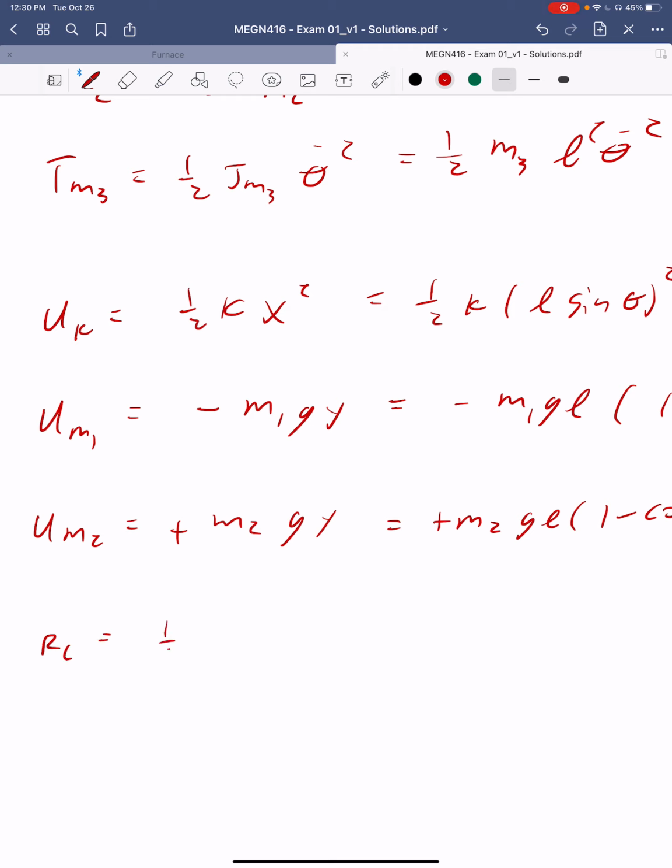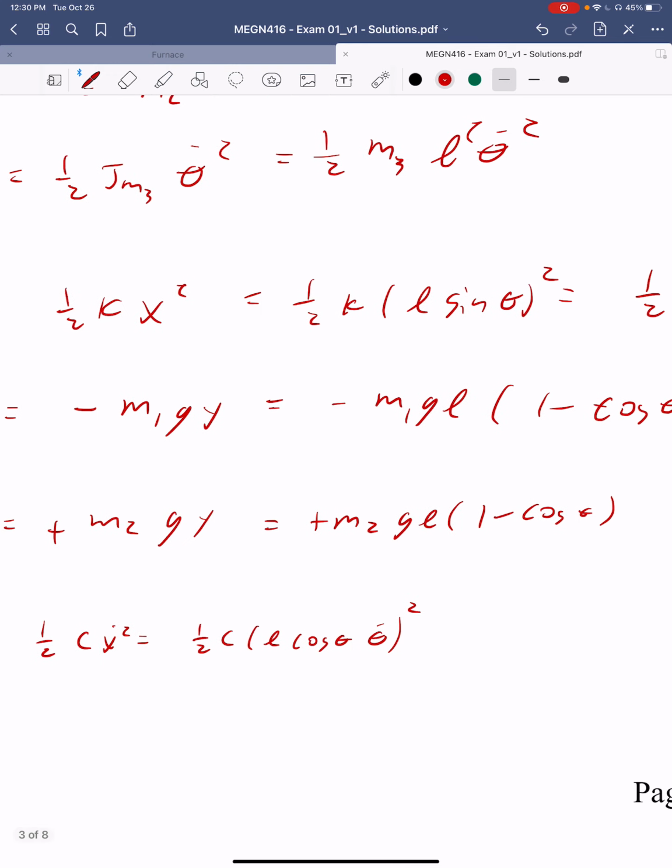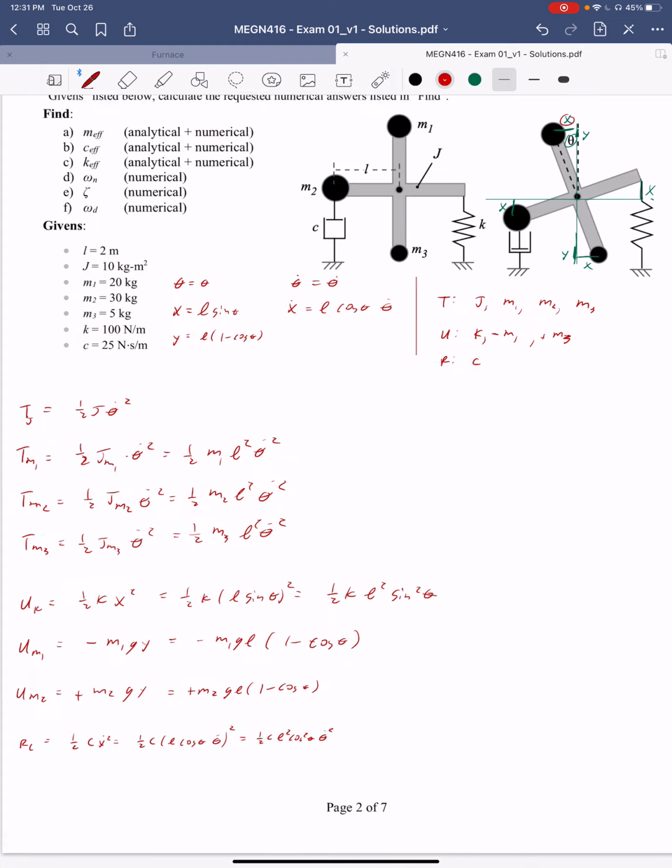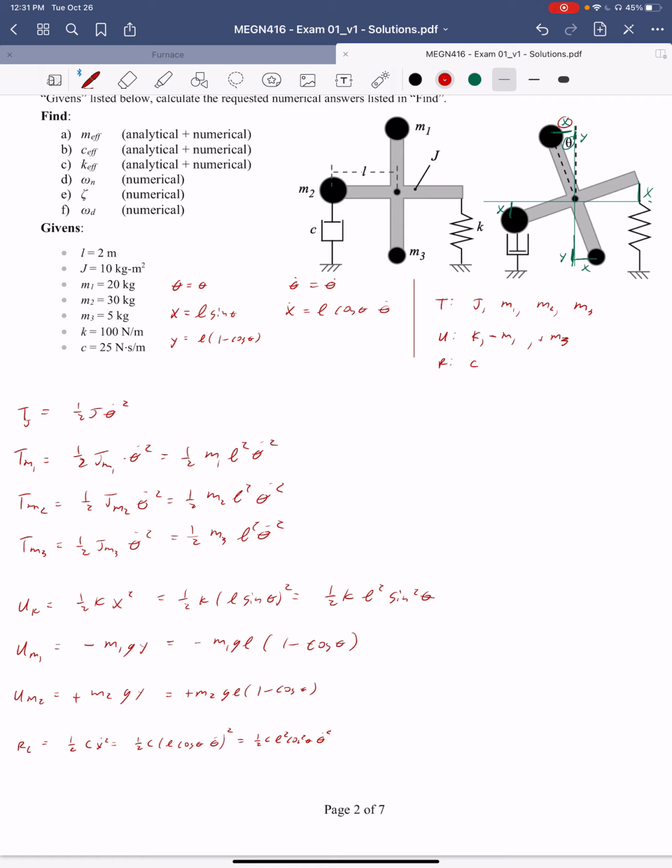And now we've got the damping. So this is 1/2 c x dot squared. This is 1/2 c times L cosine theta, theta dot squared. And this simplifies to 1/2 c L squared cosine squared theta, theta dot squared. Okay. So that takes care of steps 5 and 6, which I kind of did in parallel.